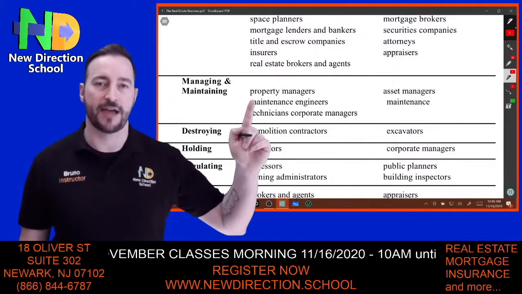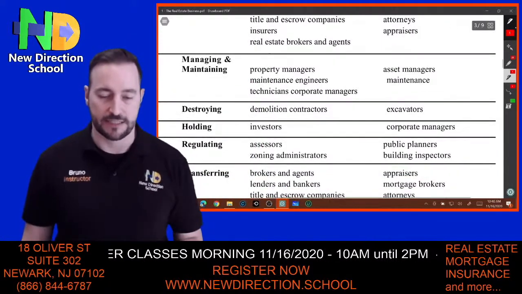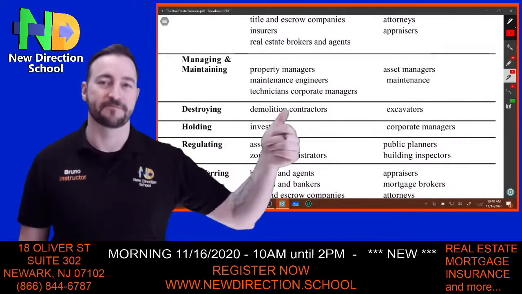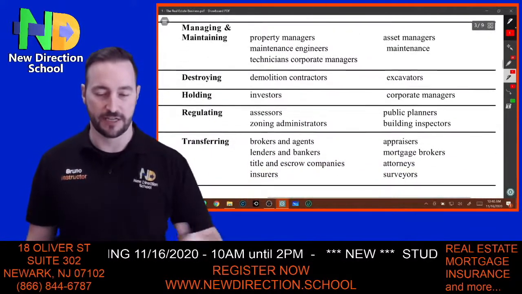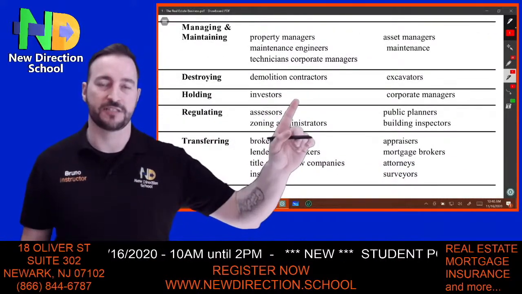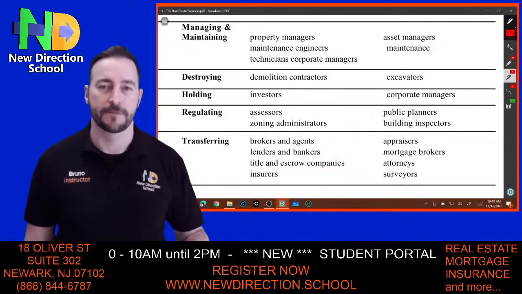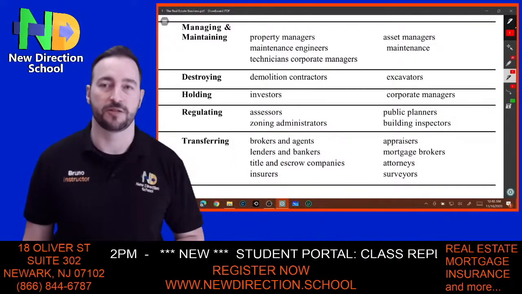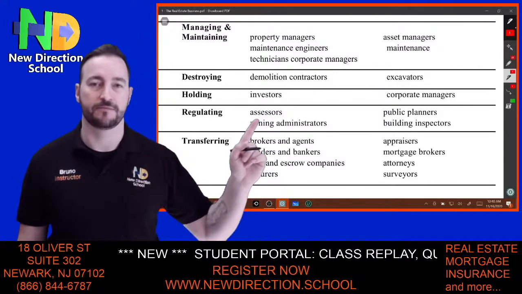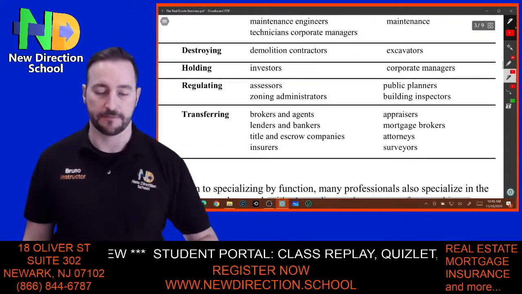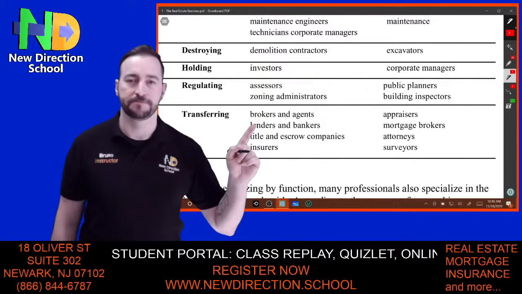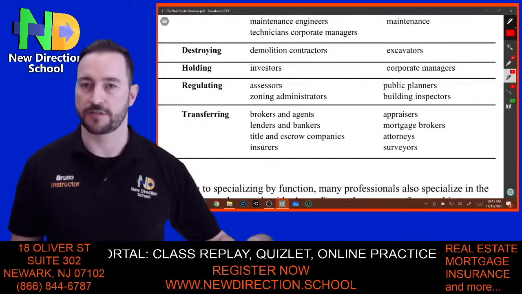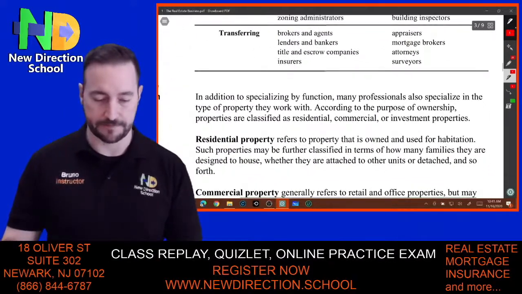For managing and maintaining, we have property managers, maintenance engineers, technicians, corporate managers, asset managers and maintenance. For destroying, you have demolition contractors and excavators. For holding, now it starts making more sense for you guys, investors, corporate managers. Regulating, you need to know the tax assessor, for instance, zoning administrators, public planners, building inspectors. Get very familiar with these, the regulating ones. For transferring, we have brokers and agents, so you guys, lenders, bankers, title escrow companies, insurers, appraisers, mortgage brokers, attorneys, and surveyors. Okay?